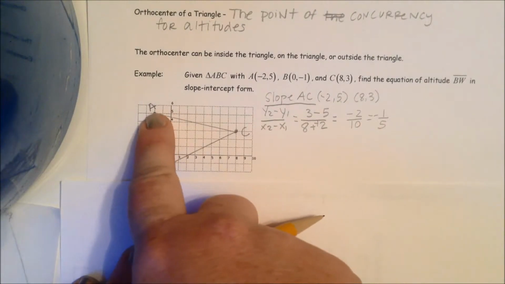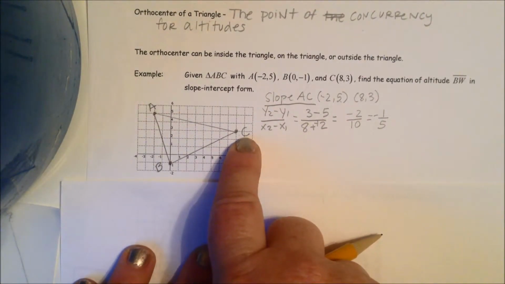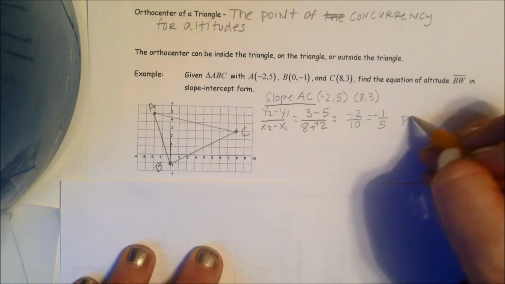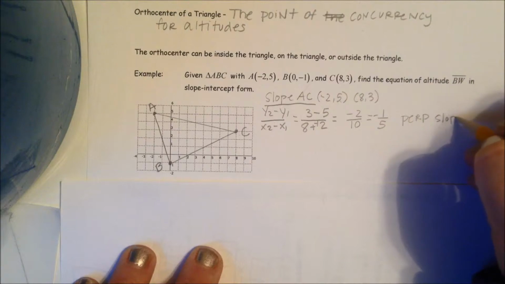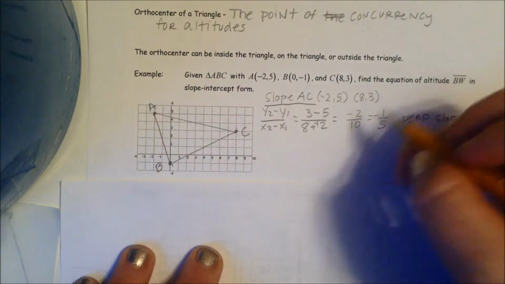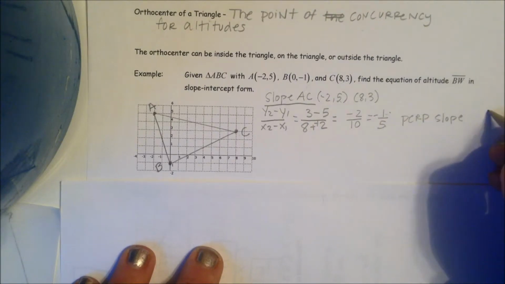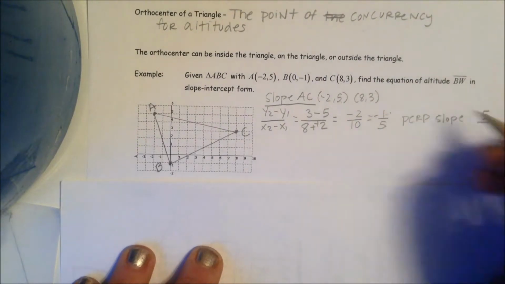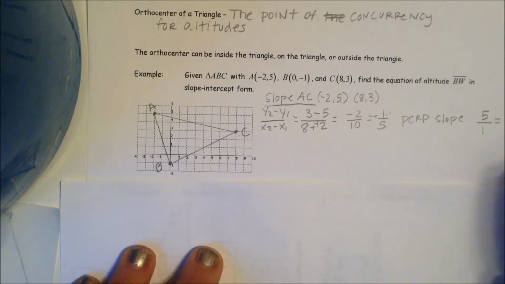But I don't necessarily need the slope of AC. I need a slope that's perpendicular to AC. So I know the perpendicular slope of this would be flipping this upside down. So instead of 1 over 5, it'd be 5 over 1, and changing it from a negative to a positive. So my perpendicular slope would be 5 over 1, which is 5.